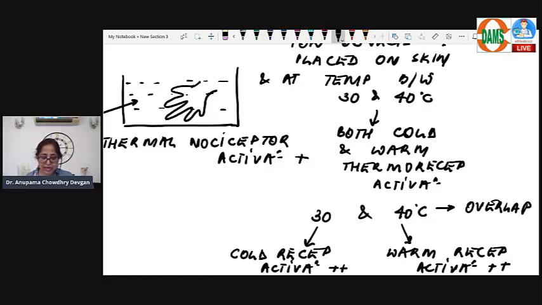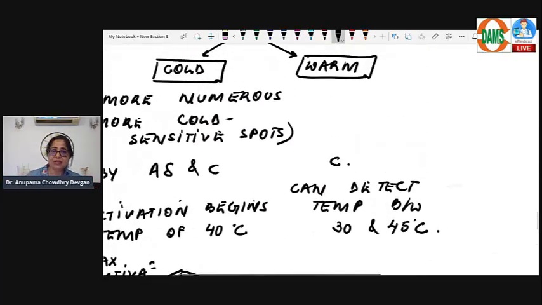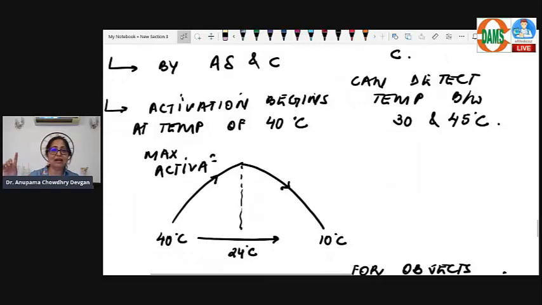Thermoreceptors are also slowly adapting receptors. If you look at these thermoreceptors, you've got two types: receptors for warmth and receptors for cold. Which are more numerous? Cold. There are more cold sensitive spots on the skin as compared to warm. Cold sensation is carried by A delta fibers and by C fibers. Warm sensation is carried only by C fibers. We've discussed that. Now, what is the temperature? Warm thermoreceptors can detect temperatures between 30 and 45 degrees Celsius, of objects placed on the skin.